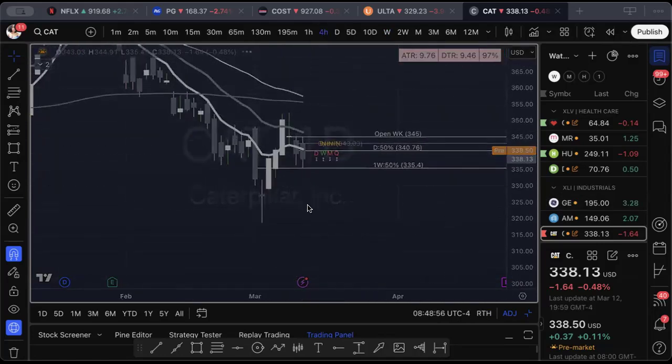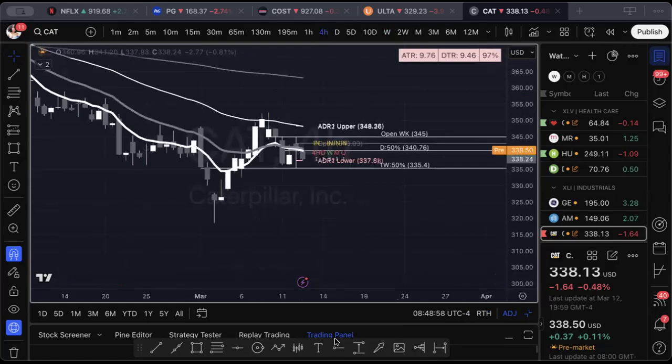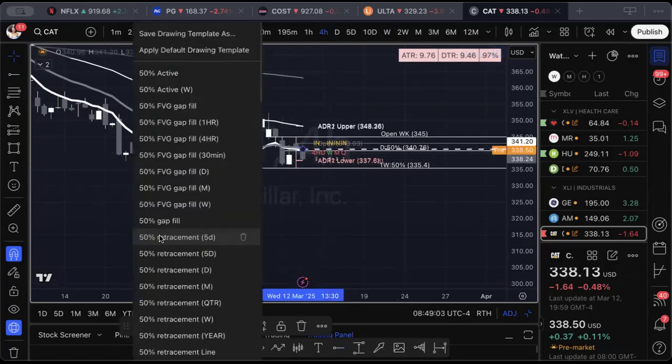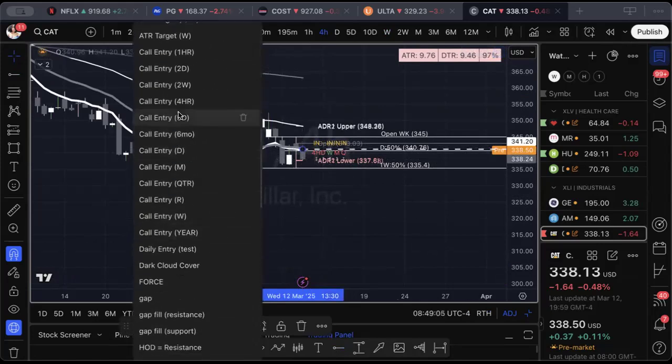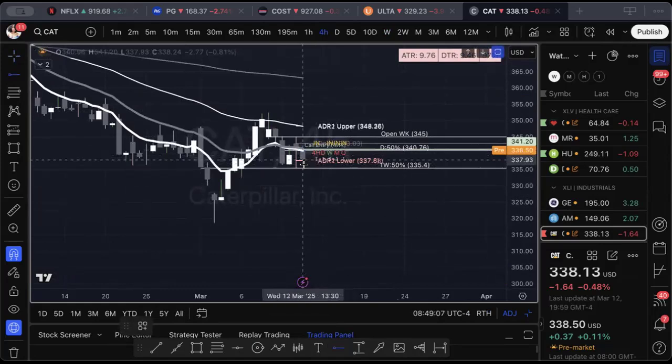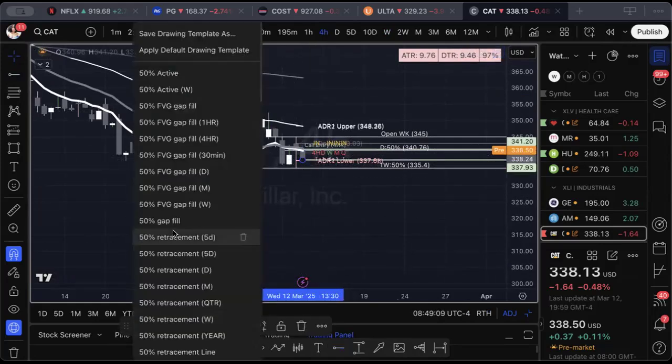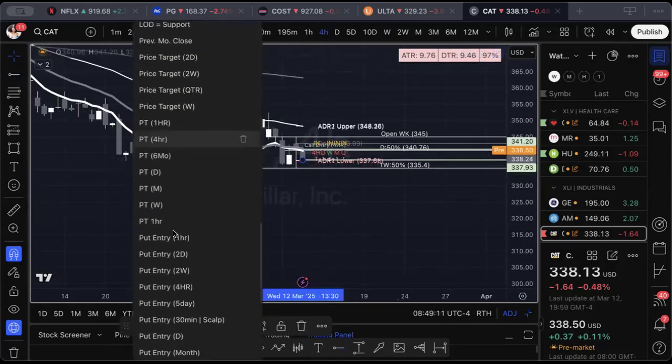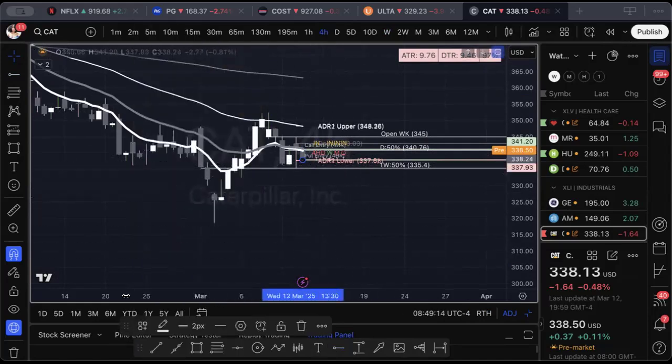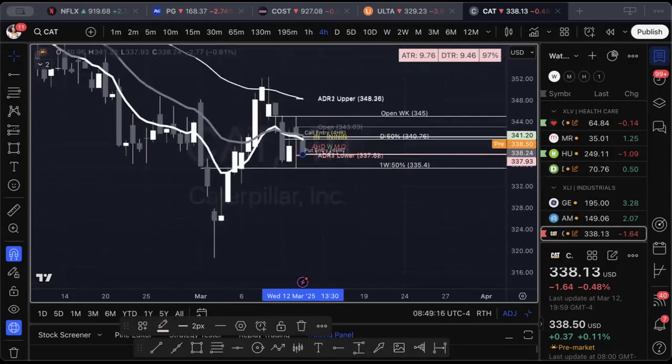So let's go ahead and get into charting out CAT. It looks as if we have an inside candle on the 4-hour time frame. So we're going to go ahead and do our call entry off of that, and then we have our put entry here. And now we have to figure out our magnitude.